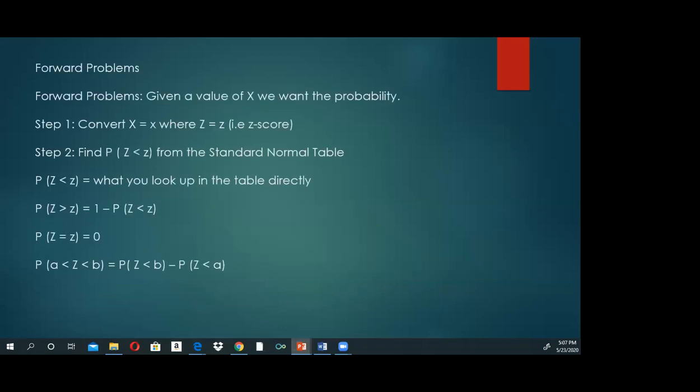So what we just looked at was forward problems. This is where we're given the x and we need to find the probability. As we did before, step 1, we converted x to z. Then we found the probability from the standard normal table. So we standardized our x values, then we found the probability of the z values from the normal table, and that's the problem.